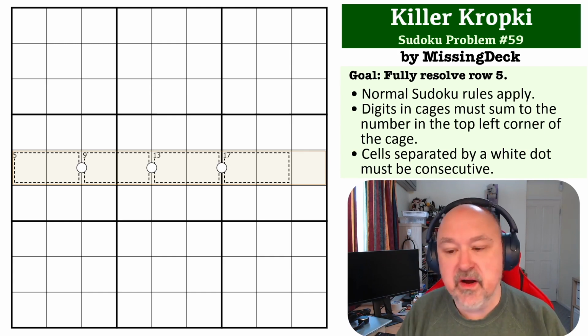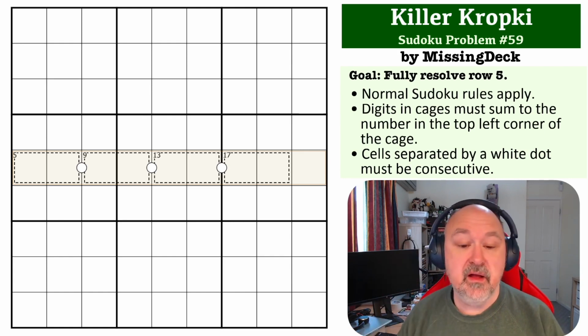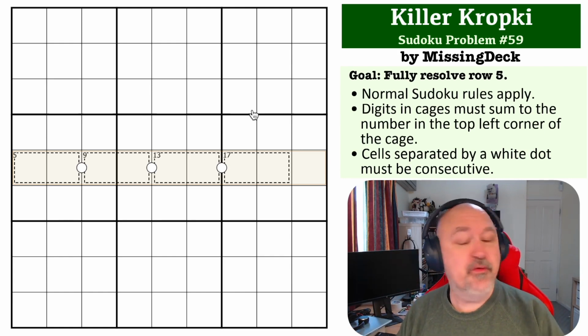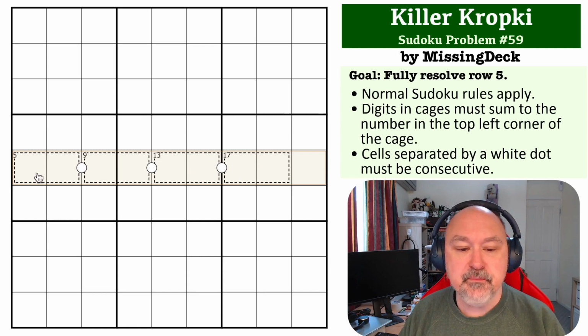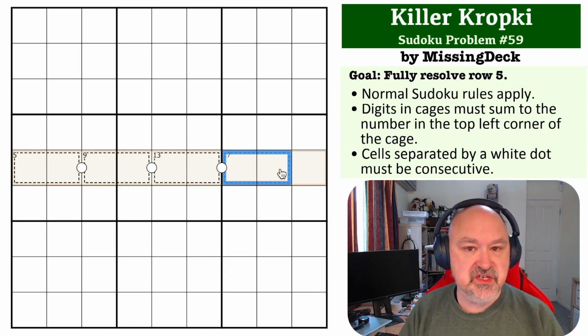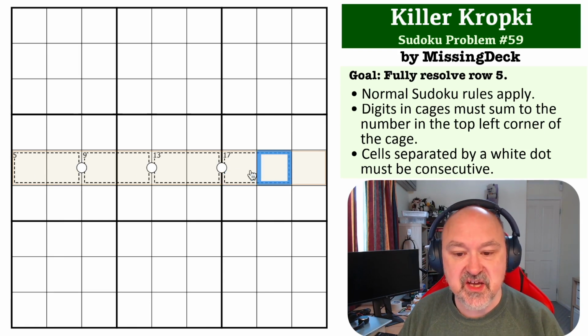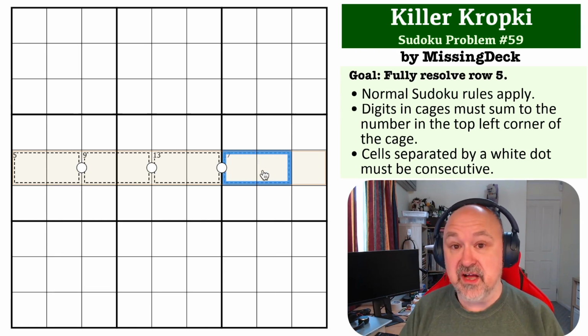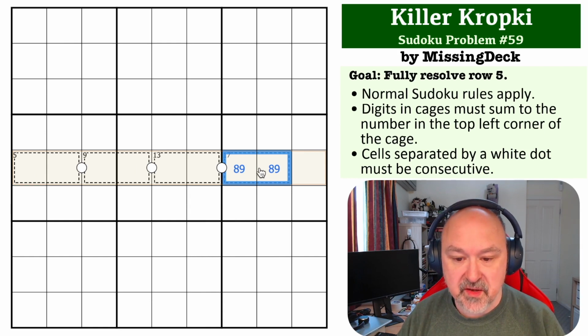Okay, this should be quite an easy one. So, really, we're looking at row 5. Surprise, surprise. So, you work across these cages, and if we look at a 17 cage, we've only got the digits 1 to 9 to work with. So, a 17 cage is forced. 8 plus 9, the two largest digits, is 17. So, these become 8 plus 9.